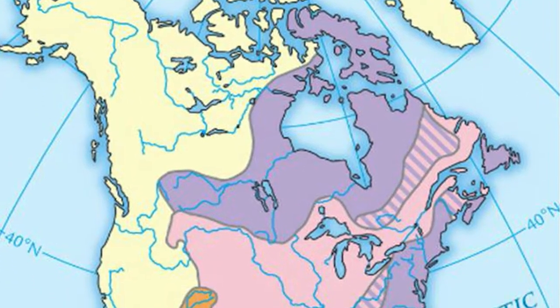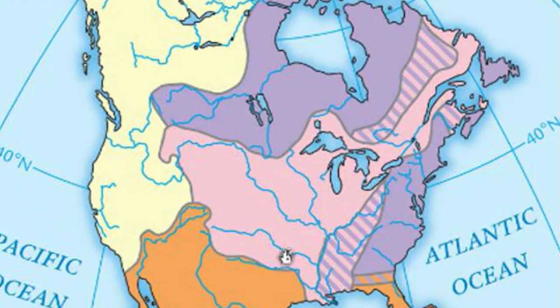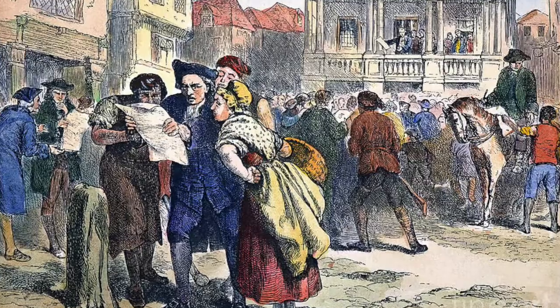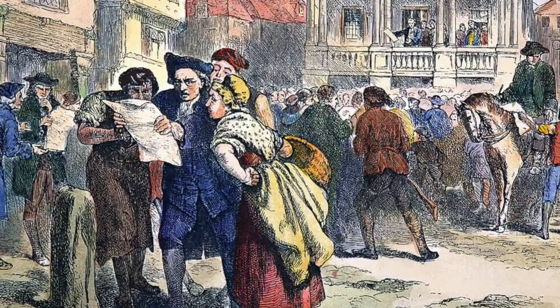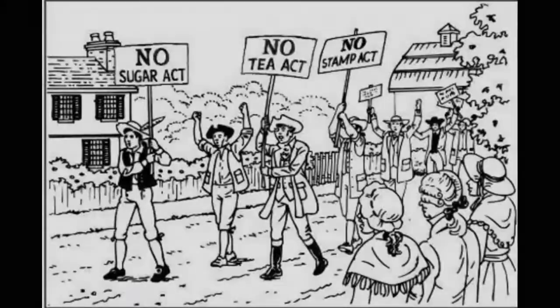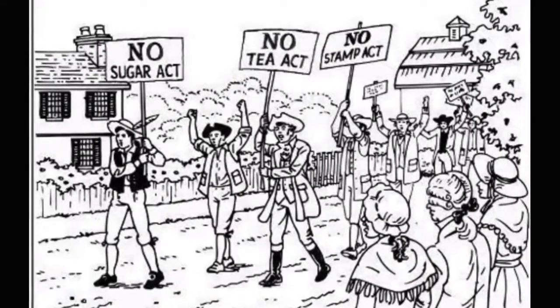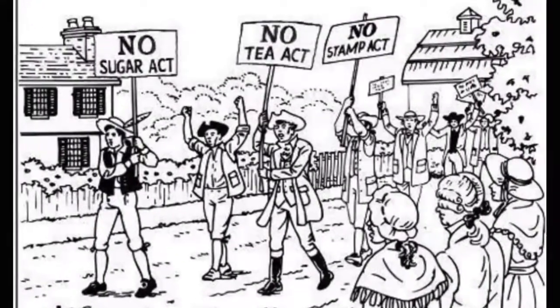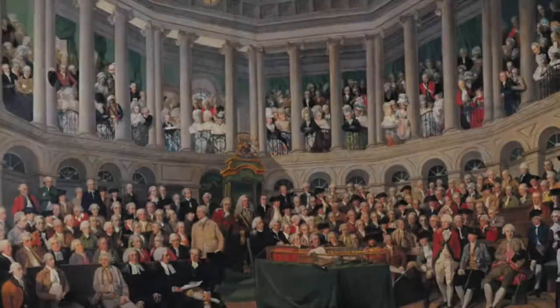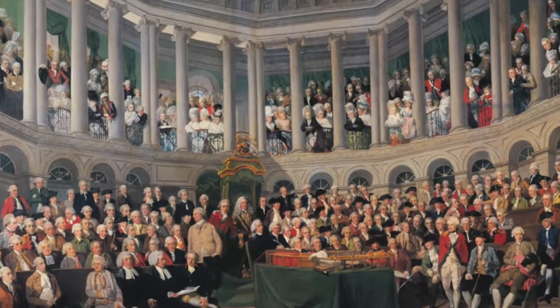Wars are expensive, and to help pay for the costs, Great Britain decided to tax the people that lived in the colonies in North America. There were taxes put on paper products, tea, and sugar. Many colonists were extremely angry about these taxes because they didn't have any representation in Parliament.